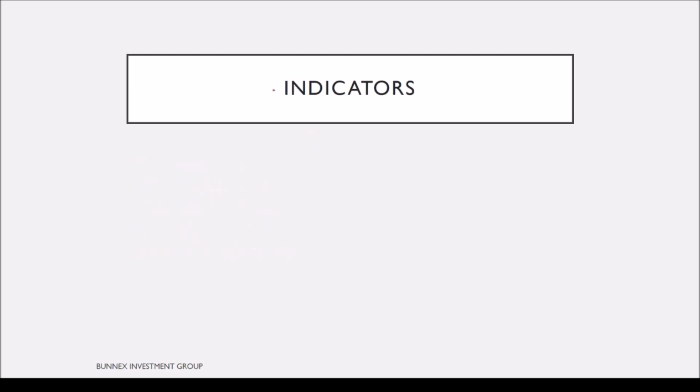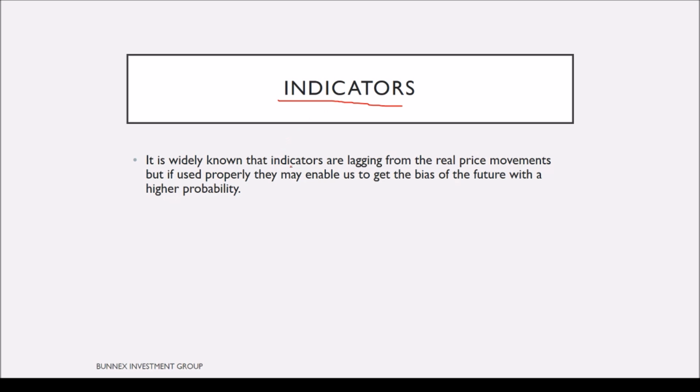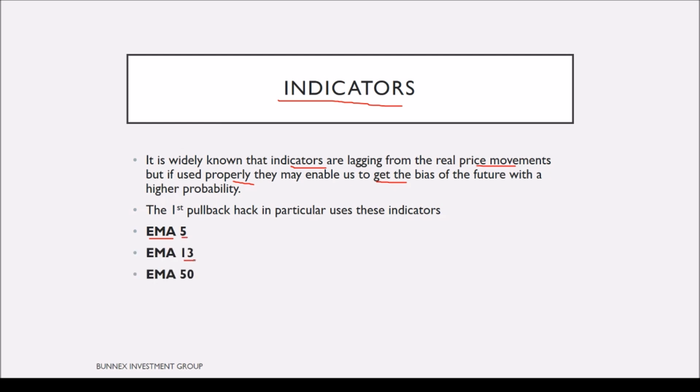So the first thing that we are going to do is to talk about the indicators that we need. We are going to be using indicators in using this hack, and it is widely known that indicators are lagging from real price movements, but if used properly, they may enable us to get the bias of the future with a higher probability. So the first pullback hack in particular uses these indicators, which are the exponential moving average 5, EMA 13, EMA 50, EMA 200, and last but not least, the EMA 800.